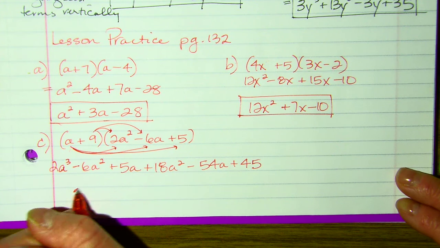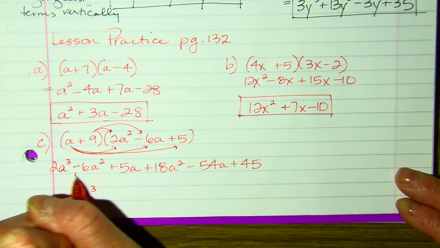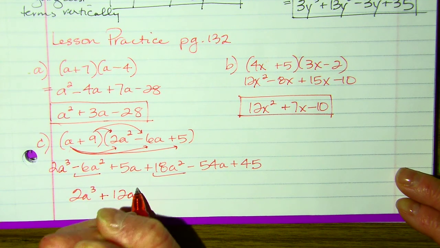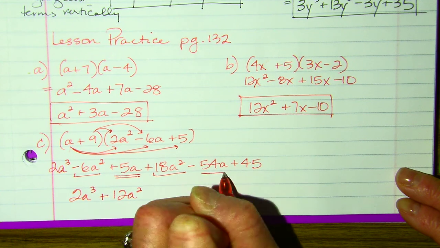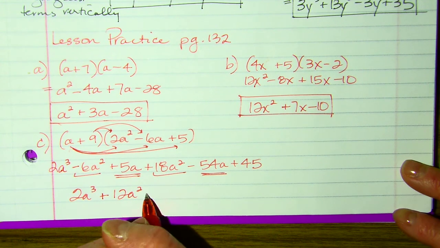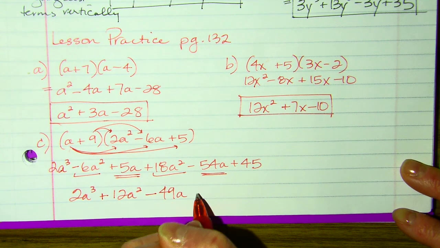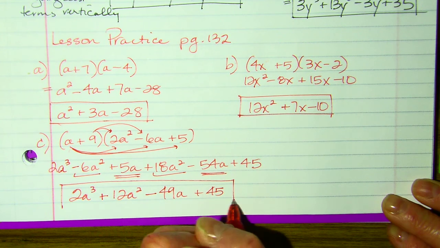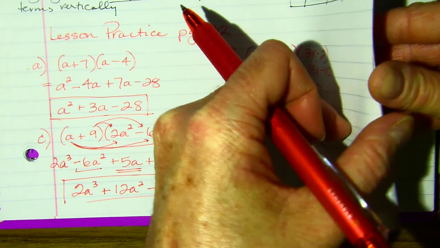And if I combine like terms, I get 2a cubed. Those two are alike, so plus 12a squared. These are alike, so negative 54 and positive 5 is negative 49a, and then plus 45. Moving on.